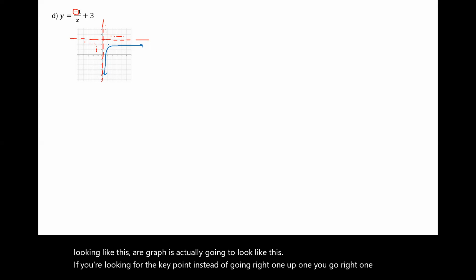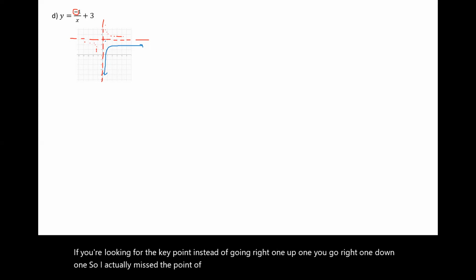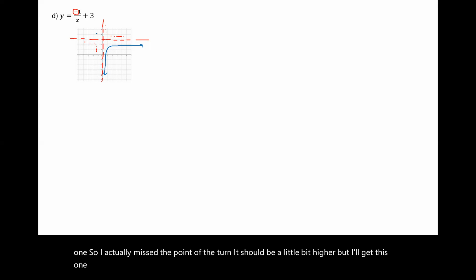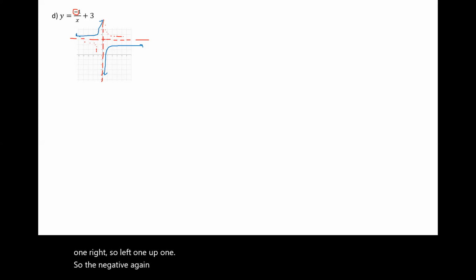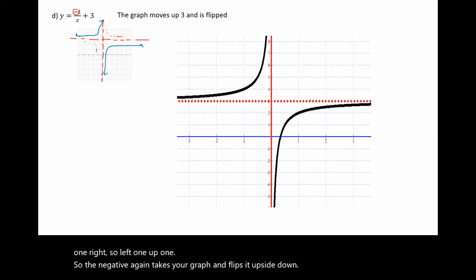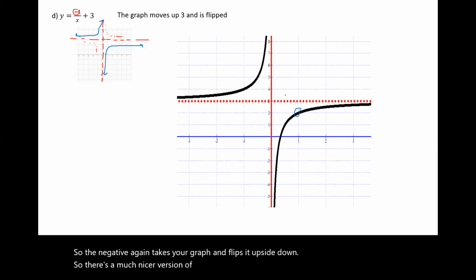So I actually missed the point of the turn. It should be a little bit higher, but I'll get this one right. So left 1, up 1. So the negative again takes your graph and flips it upside down. So there's a much nicer version of the graph. Those are our key points.